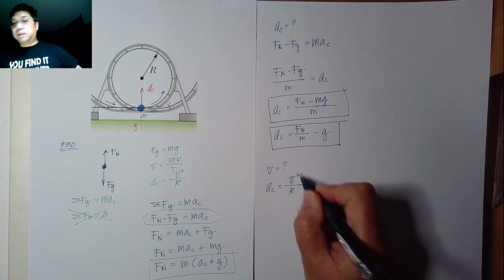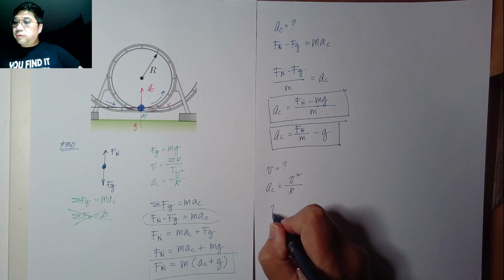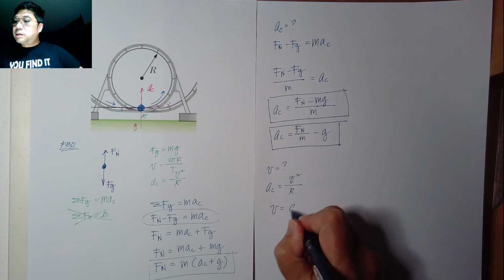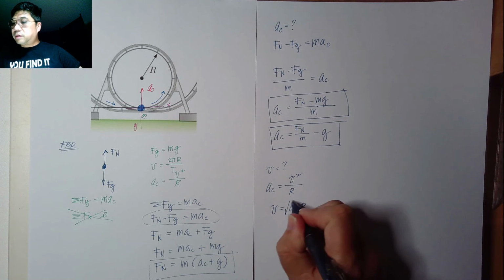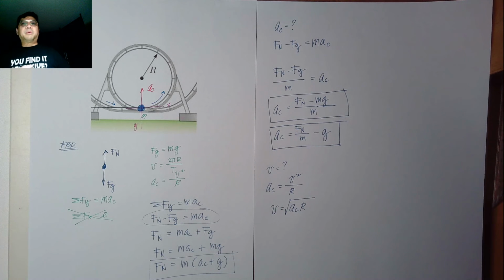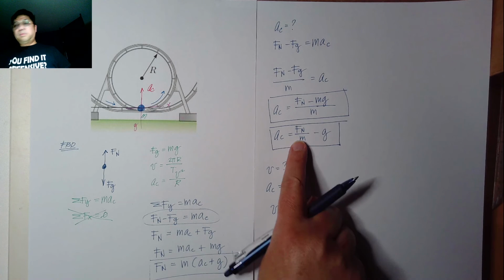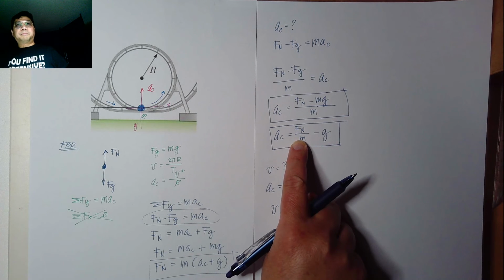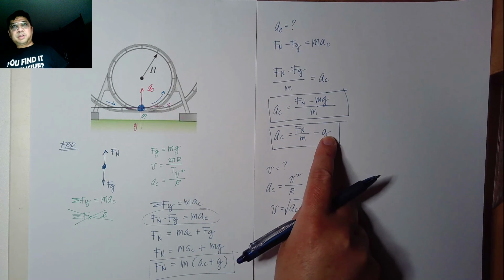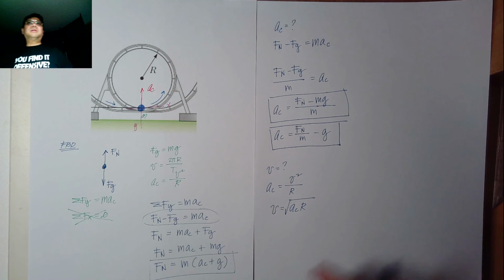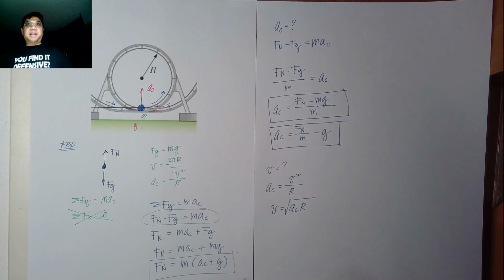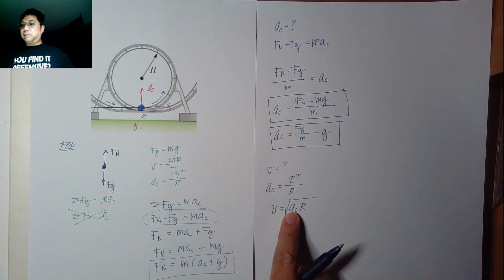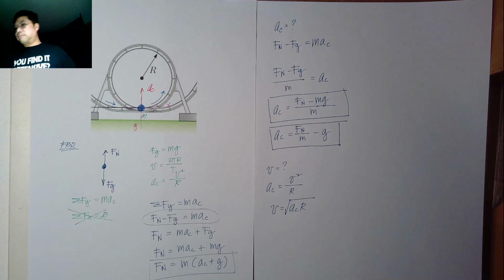and taking the square root, so your v is simply equivalent to ac times r and take the square root on both sides of the equation. So therefore, this should be our equation. However, we all know that ac is simply our Fn over m minus g. Now, what if they want you to express your answer in terms of the normal force, the mass, and acceleration due to gravity? And of course, the r.